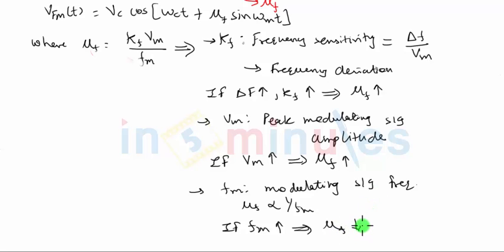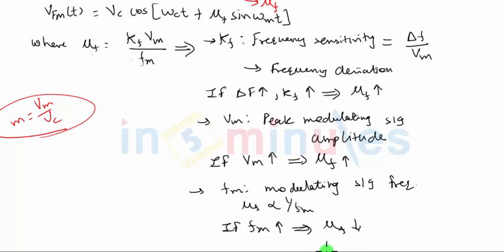Now this is something very interesting, because if you remember, in the case of AM, the modulation index was Vm by Vc, and hence it does not depend upon the modulating signal frequency. So given any modulating frequency, the modulation index was constant. But in the case of frequency modulation, you can see that for smaller modulating frequencies, mu f will be large, but for greater modulating frequencies, mu f will be small.